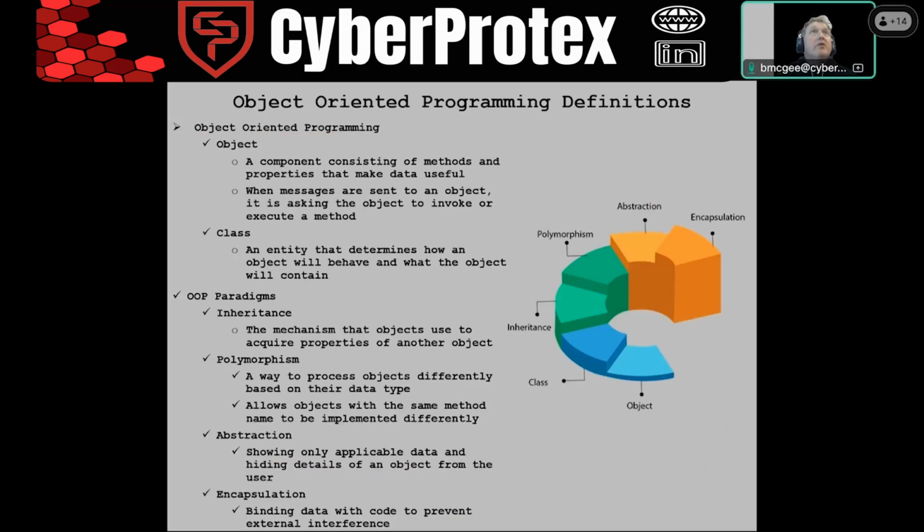So the object is down here, right? And if we have this step or the stairs right here, the object is the lowest component. The object makes up classes. So as we move up to the next step, n number of objects can make up classes.